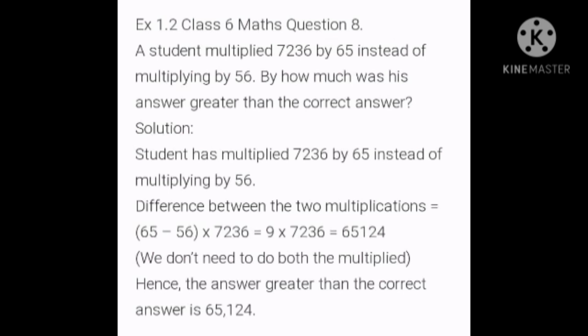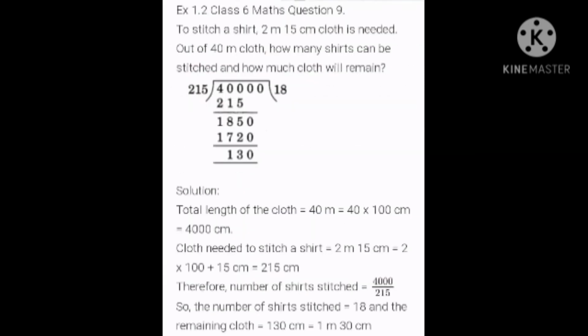65,124. To stitch a shirt, 2 meter 15 centimeter cloth is needed. With 40 meter cloth, how many can be stitched and how many will be remaining is the question. First let us convert the unit into centimeter. 40 meter, how will you convert into centimeter? You are going to multiply with 100. 40 into 100 gives you 4,000 centimeter.